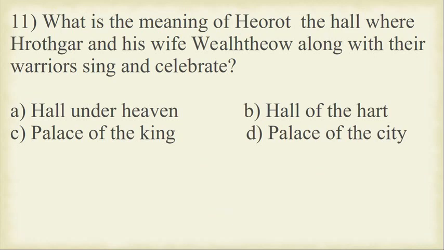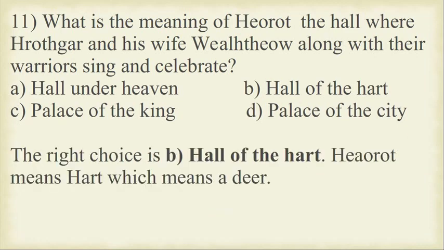Question number 11. What is the meaning of Heorot, the hall where Hrothgar and his wife, Beowulf along with their warriors sing and celebrate? Option A, Hall under heaven, option B, Hall of the heart, option C, Palace of the king, option D, Palace of the city. The right choice is B, Hall of the Heart. Heorot means hart, which means a deer.